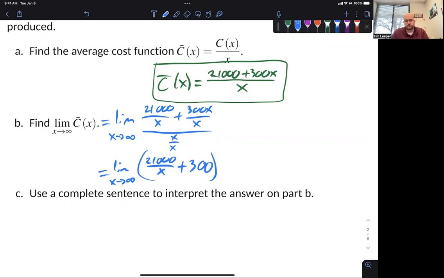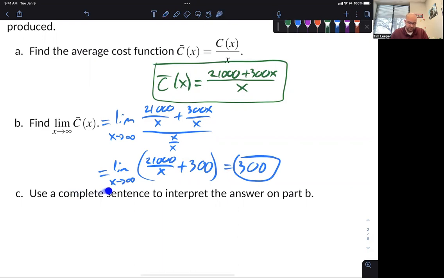So, oh, look, there you go. Plug in infinity for x. This goes to 0, and I'm just left with 300. So this is equal to 300. So the limit as x approaches infinity of C bar of x is 300.